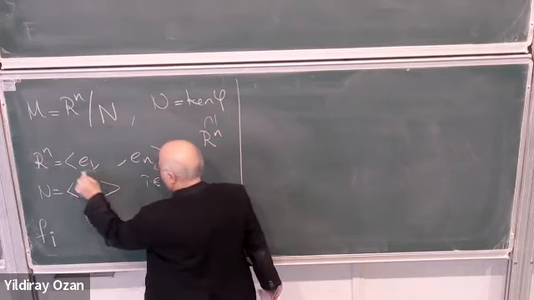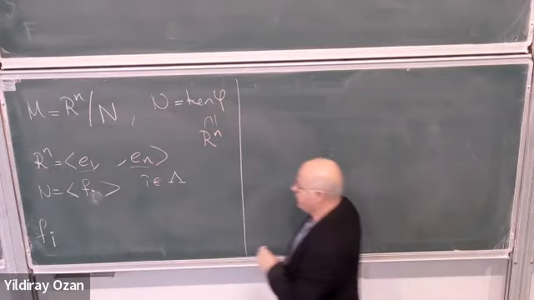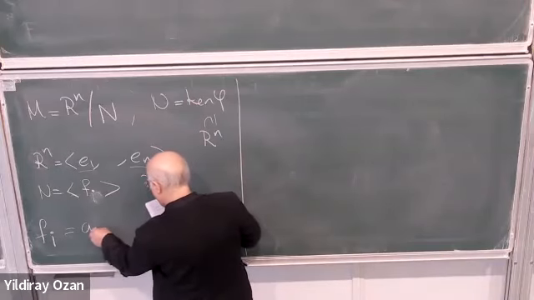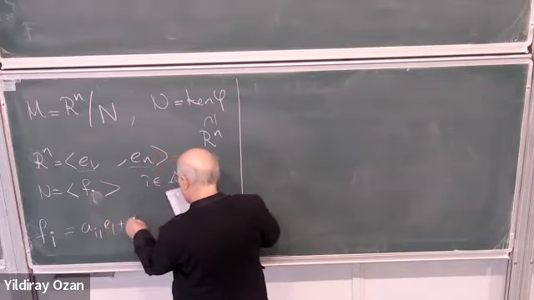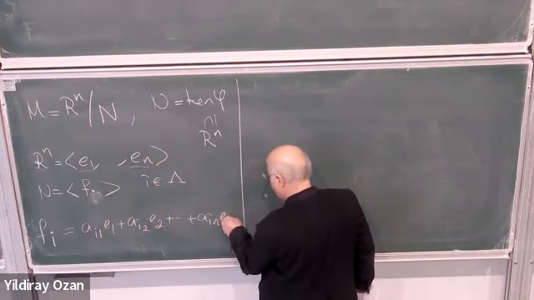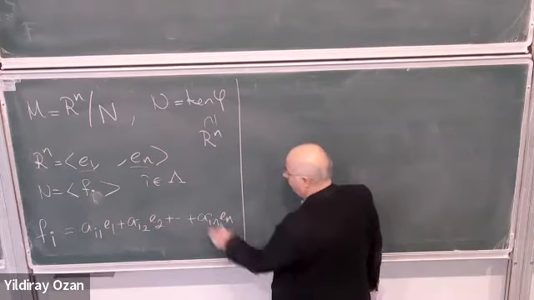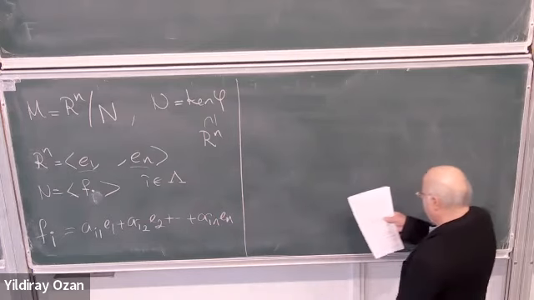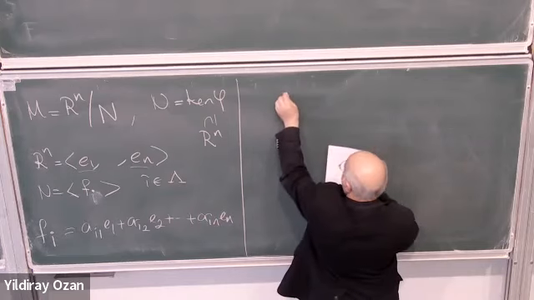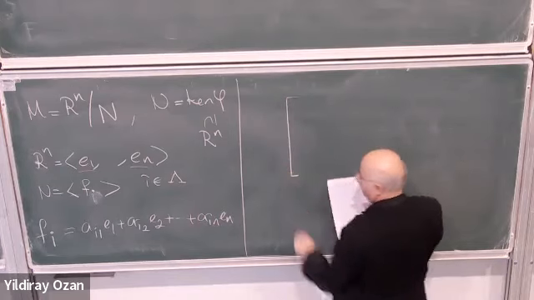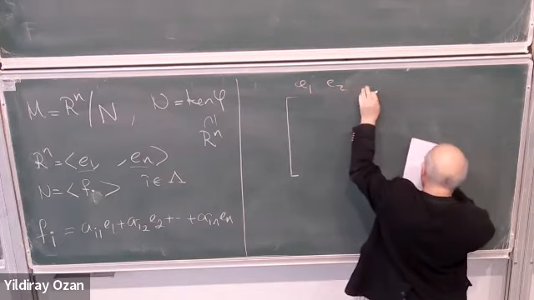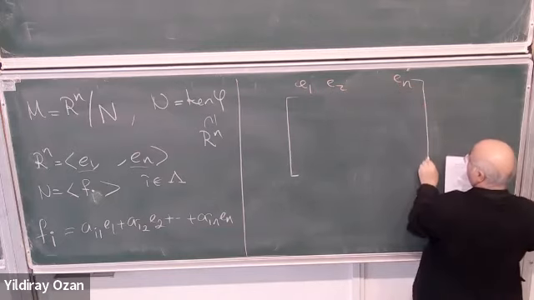So, it's a linear combination of these elements. Therefore, I can write this as follows: ai1 e1, ai2 e2, up to ain en, for Fi. Then we have a matrix like this. Let me write this matrix. Here I have the e1 column, e2, up to the en column.